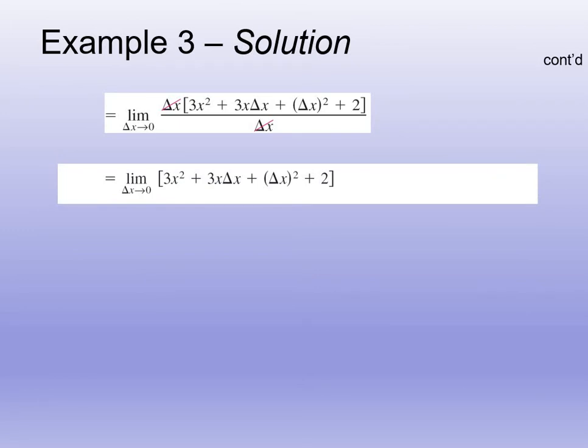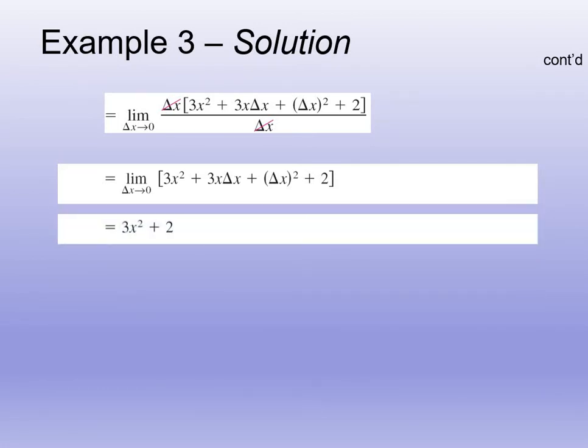All right, so when we cancel out the denominator with the numerator there, after factoring out delta x, we have 3x squared plus 3x delta x plus delta x squared plus 2. When we substitute in 0 for delta x, the 3x delta x goes away and the delta x squared goes away, because they become 0. So all that we are left with is 3x squared plus 2. So that is the solution. That's the definition of the derivative, using the limit method, of our original function, which was x cubed plus 2x.